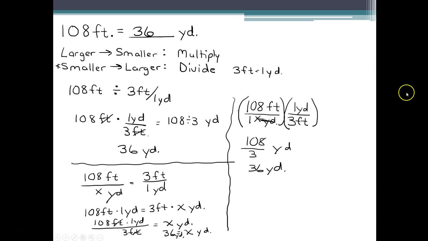All right, let's see. How about we look at a couple more examples? How about we take 6 pints and see how many quarts that comes out to be. Well, 2 pints equals 1 quart. I can kind of see this really quickly. 2 times 3 gives you 6, so 1 times 3 will give you 3. You can see the answer already. But you can pick whatever method you want.